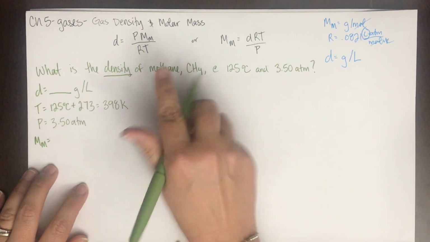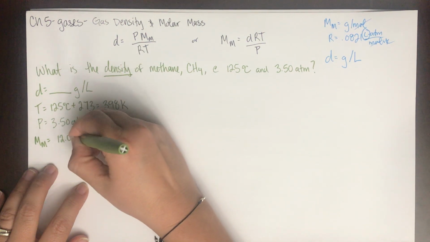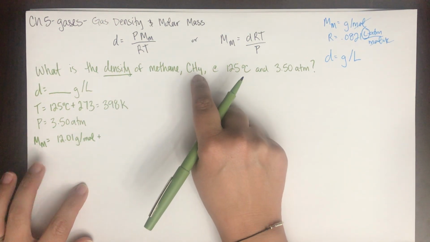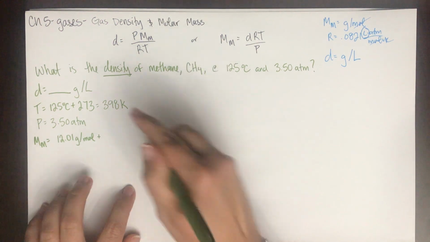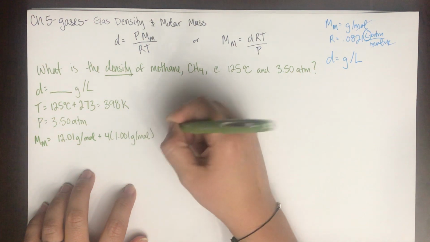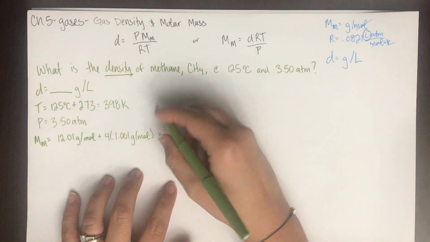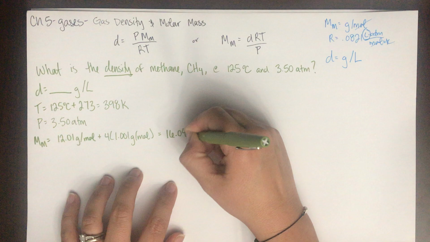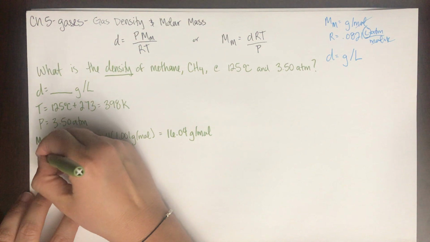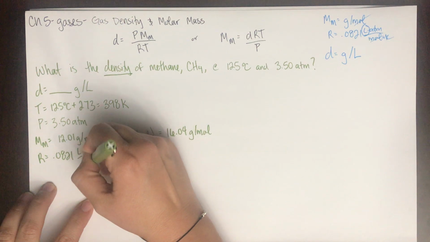The molar mass of CH4 is going to be the molar mass of carbon, which if you look it up on the periodic table is about 12.1 grams per mole, plus 4 times the molar mass of hydrogen, which is about 1.001 grams per mole. And when we add all of this together, we get a molar mass of about 16.04 grams per mole. That's the molar mass of the gas. And then I also know R equals 0.0821 liter atmospheres per mole Kelvin.